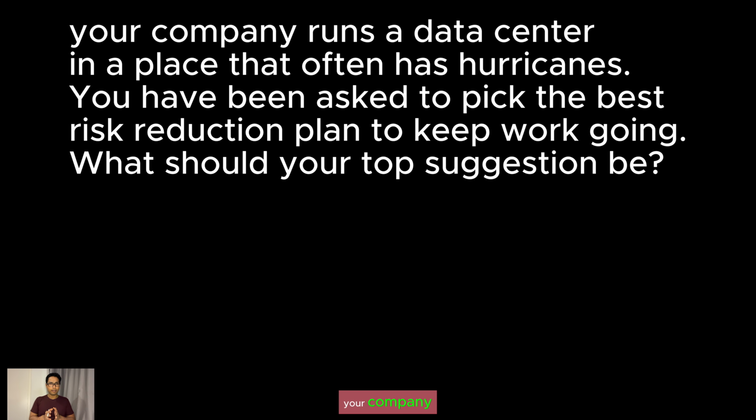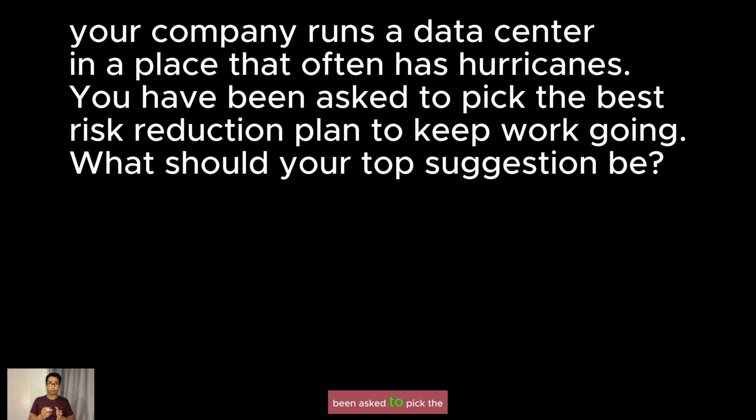First, you want to see the main risk in the situation. What is the real threat? What is the weakness? And what is the effect? Three things. Okay? So, for example, in a question like this: your company runs a data center in a place that often has hurricanes. You have been asked to pick the best risk reduction plan to keep work going. What should your top suggestion be?